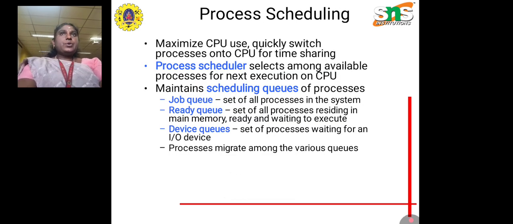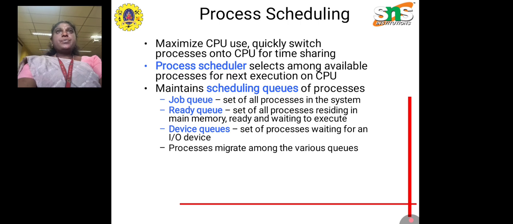And for process scheduling, as I told you, we have multiprogramming to maximize CPU usage and quickly switch processes on the CPU for time sharing. The process scheduler selects among the available processes for the next execution on the CPU and maintains scheduling queues of processes, which are job queues, ready queues, and device queues.